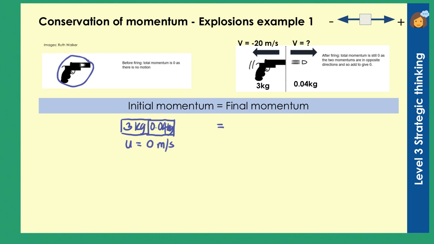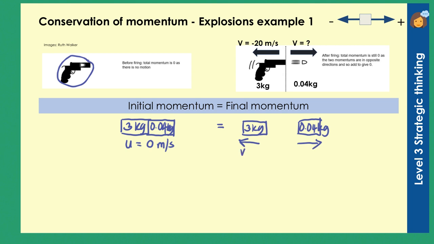And then I'm going to have a think about what happens afterwards. So afterwards, we can do two boxes again, but this time they are moving apart in the opposite direction. So I'm going to use arrows to show the direction of those objects. Still have the same masses. So the gun is 3 kg. The bullet is 0.04 kg.